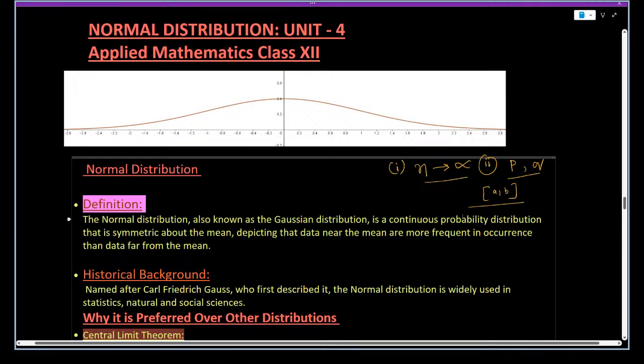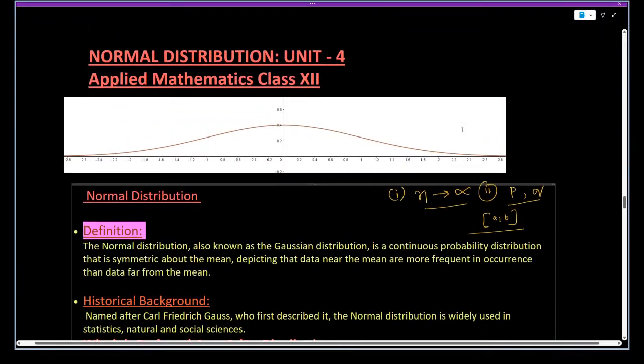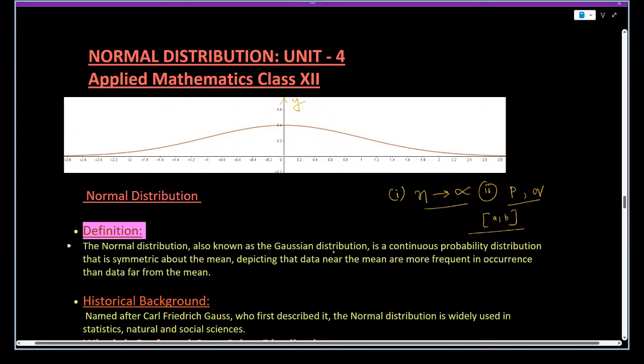This is Gaussian distribution, a continuous probability distribution that is symmetric about the mean. This point is the mean. Symmetric about this, you can see that if we take this one as the y-axis, then it is symmetric about the y-axis, and this is the mean value. Mean is 0, but it is not 0 always. Mean can exist if it is not a standard normal curve. For a standard normal curve, it will be 0.